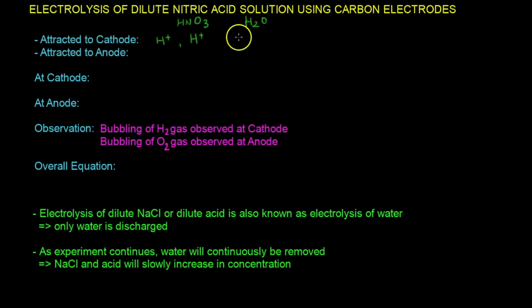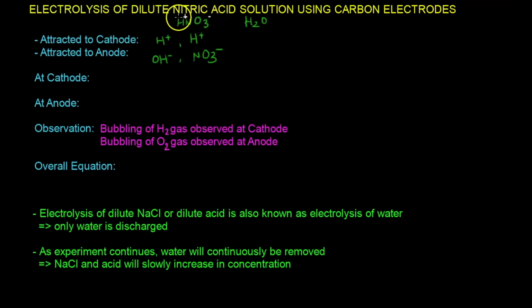Whereas for anode, I know there's OH- based from my H2O. There's also NO3- from my nitric acid. So nitric acid is essentially H+ NO3-. This one is a memorization thing.